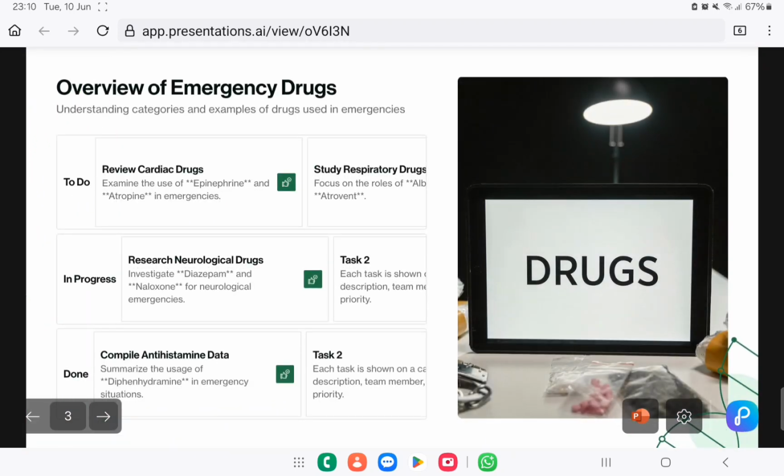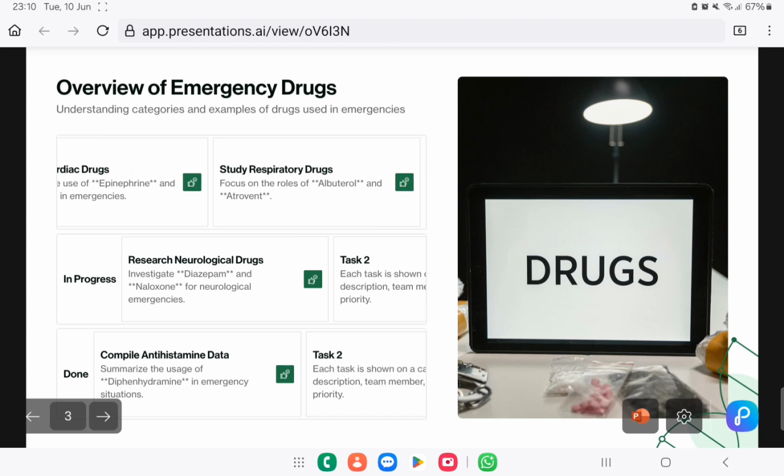Overview of emergency drugs: to do, in progress, and done. To do: review cardiac drugs. Examine the use of epinephrine and atropine in emergencies. Study respiratory drugs, focusing on the role of albuterol and Atrovent. In progress: research neurological drugs. Investigate diazepam and naloxone for neurological emergencies.